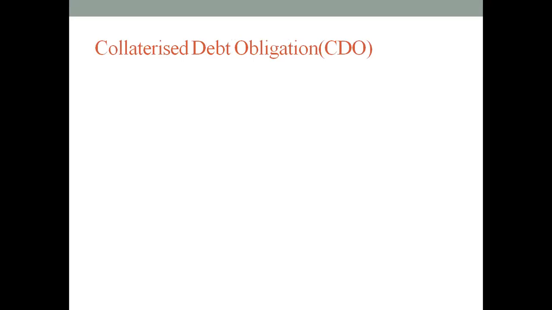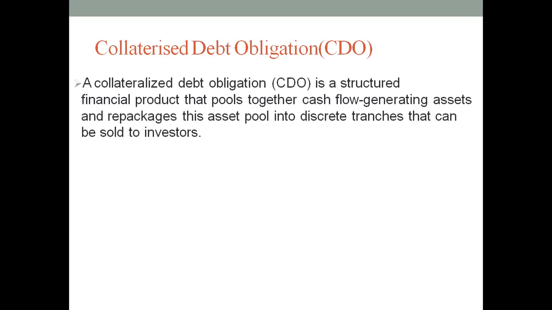Now I move on to the next very interesting topic, that is collateralized debt obligation, that is CDO. What is it? It is also a structured financial product that pulls together cash flow generating assets and repackages this asset pool into discrete tranches that can be sold to investors. So basically, let me explain it in very simple terms. Suppose a bank has a loan portfolio which consists of a number of loan accounts, all of them attached to some kind of collaterals or securities.